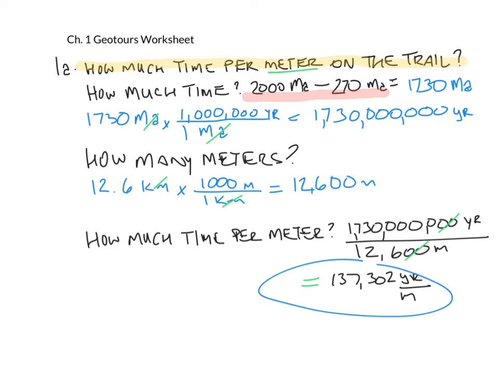So to work through this problem, first of all, we need to figure out how much time, which I've just underlined there. We're going to subtract those two numbers to give us an answer of 1,730 million years, also known as 1.73 billion years. We want to convert that into years, which I've done here in this next step.